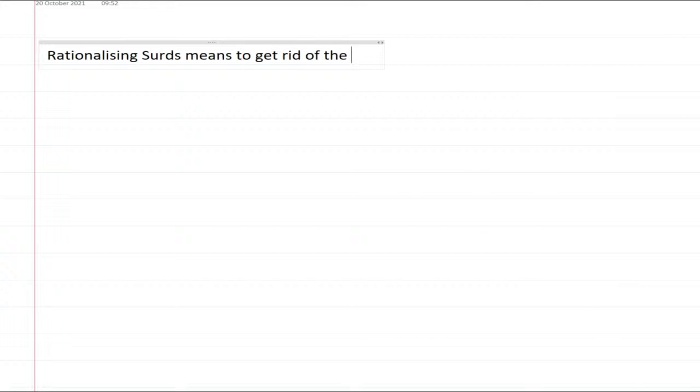Rationalising surds, in fact, let's write this down first of all. Rationalising surds means to get rid of the surd from the bottom of the fraction. What's the bottom of the fraction called? Denominator. Yeah. Rationalising surds means to get rid of the surd from the bottom of the fraction, or the denominator.